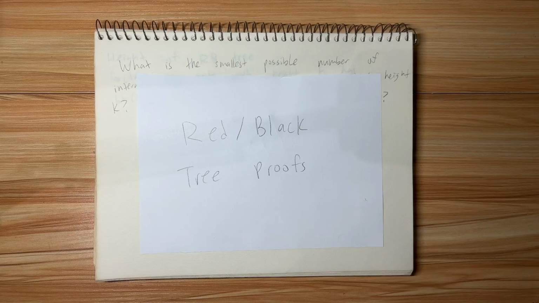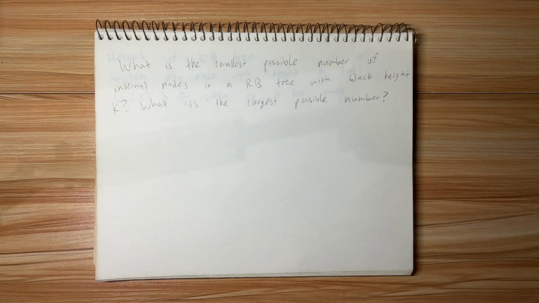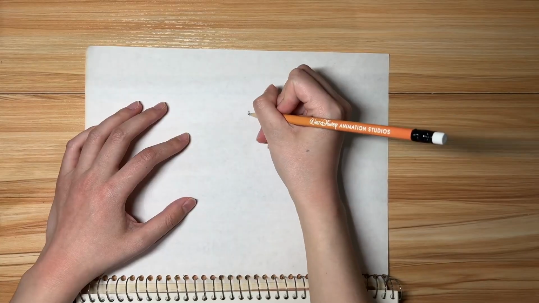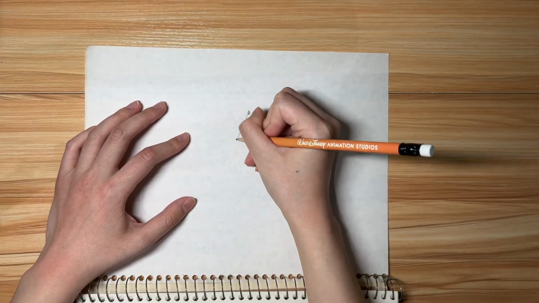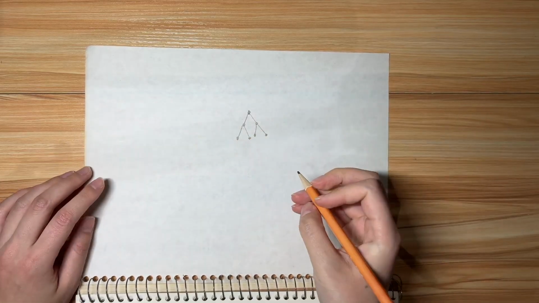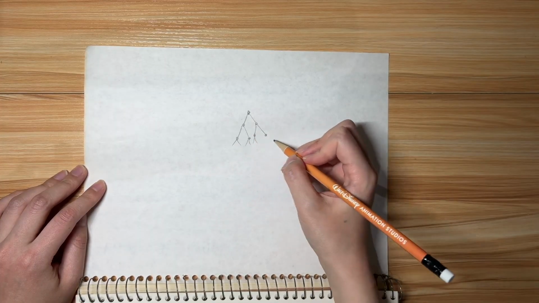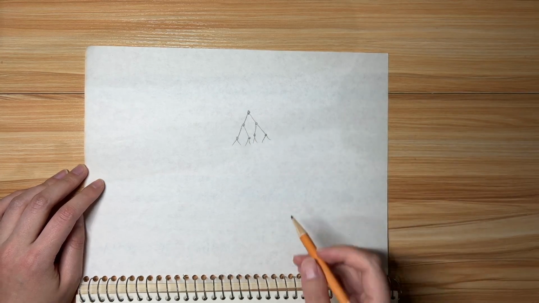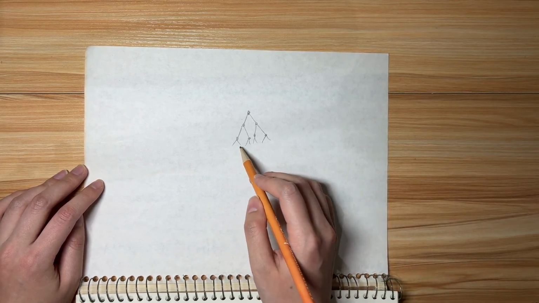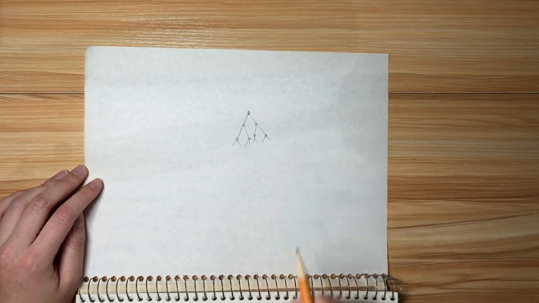Everyone, today we're going to be talking about proofs for red-black trees. So as a quick recap, let's say we have some tree like this. Now remember, at the end of each of these nodes, there are leaf nodes which are null black children. I'm not going to draw out the leaf nodes just to avoid clutter, but at the end of each one of these is a null black child.